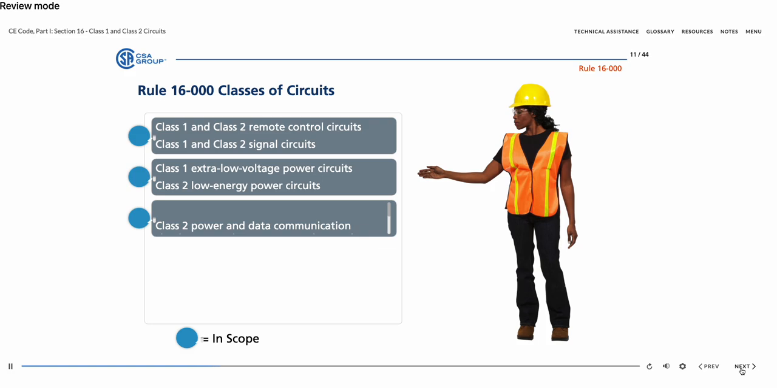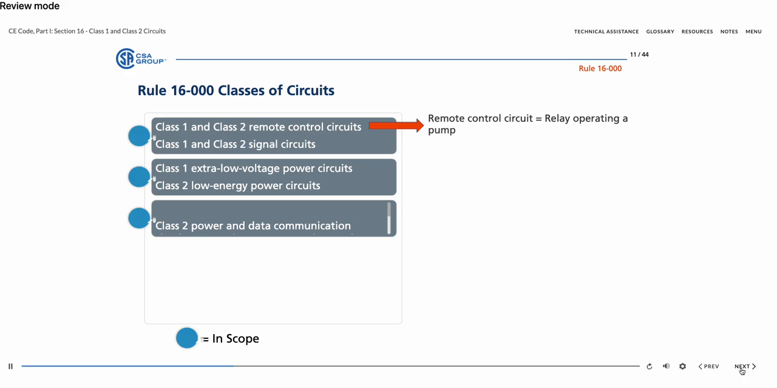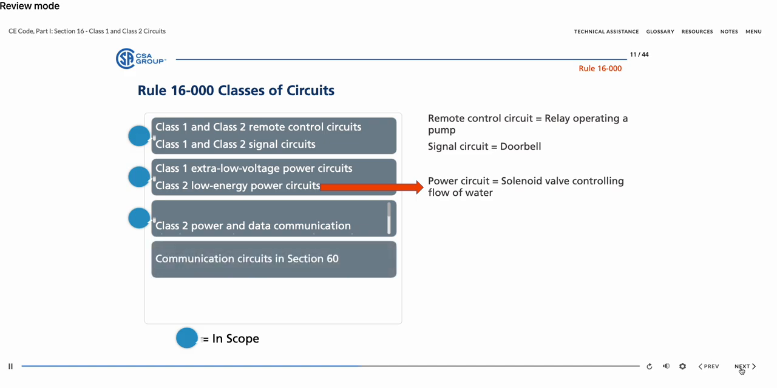powered devices. An example of a remote control circuit is a microprocessor-based circuit with an output that closes a relay to operate a pump. An example of a signal circuit is a push button that is connected to a doorbell. An example of a power circuit is a solenoid valve used to control the flow of water in a heating system. An example of a communication circuit are the wires running to a telephone.